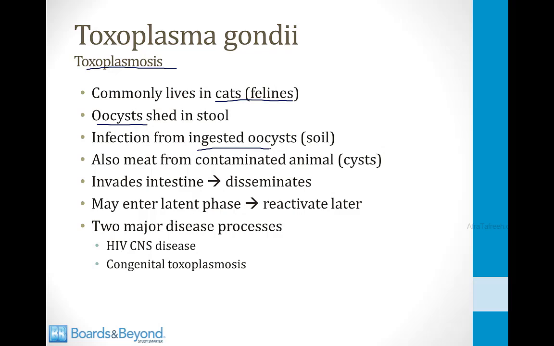There's also a second way you can get infected. That's if you eat meat from a contaminated animal. So a form of the protozoa called a cyst is found in contaminated animals, especially pigs.